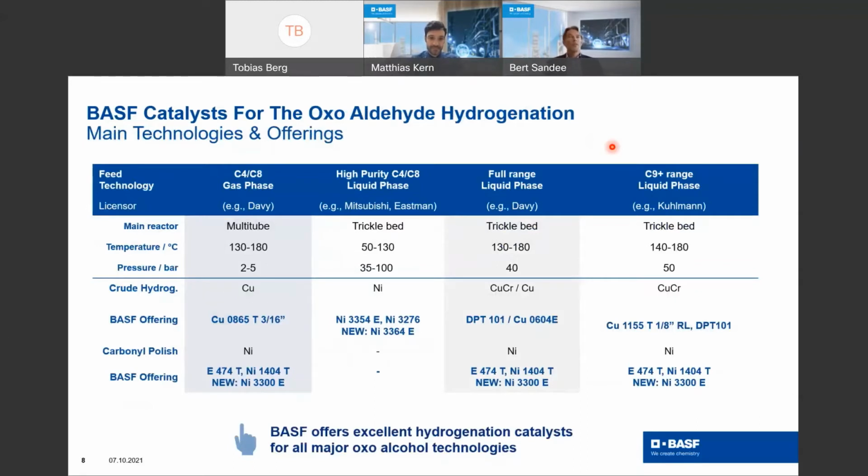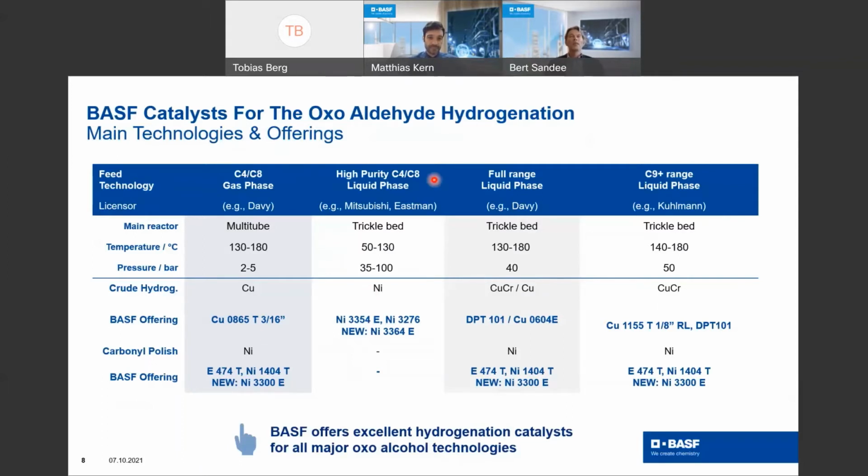The topic of the webinar today is mainly focused on oxoaldehyde hydrogenation. If you look in the market, what available technologies are there for that, then there is quite a wide range. The majority of these technologies are based on liquid phase trickle bed, fixed bed systems, but there's actually also a gas phase technology available, particularly via Davy, which is suitable for C4 to C8 aldehyde hydrogenation. Our offering for that technology is copper 0865, and I will tell you more about that in our first showcase.